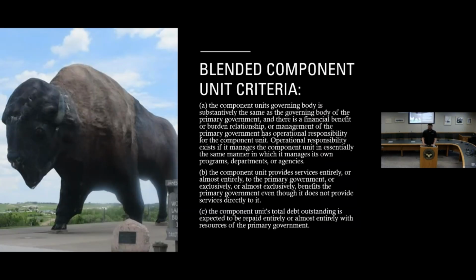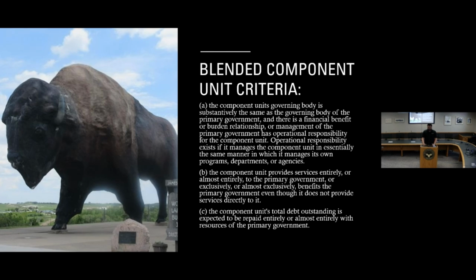The first one is if you are looking at a potential component unit and you see that potential component unit essentially has the same board as your primary government, that's a good indicator you have a blended component unit. Another key is if management of your primary government really oversees all the operations of that potential component unit and they have financial responsibility, they're preparing the financials for that board also. That's a good indicator you have a blended component unit.